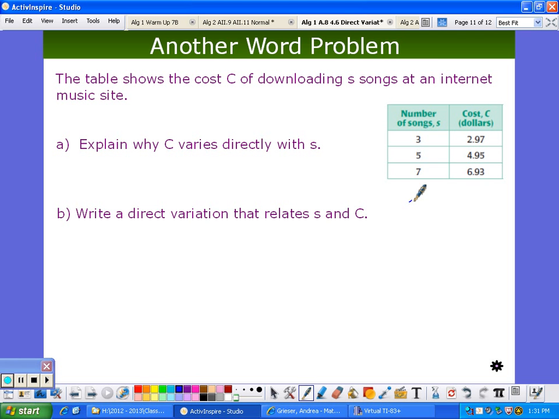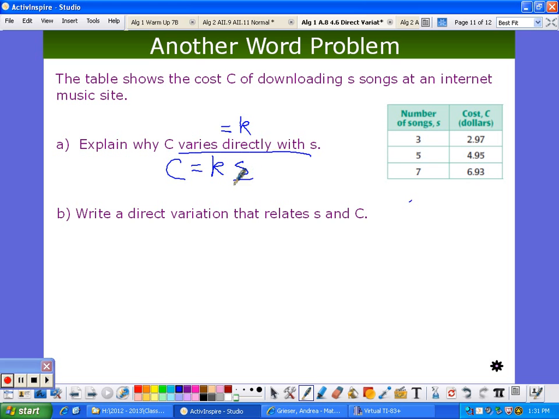Now here it says, explain why C varies directly with S. So they're asking you to kind of prove that. So the first thing I would do, I would look at varies directly with and put in my equals K. I'd translate this into math away from the English. So C, cost, varies directly with S, the number of songs. And now I want to find out if that's true.